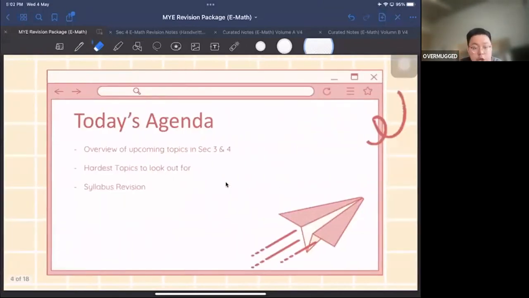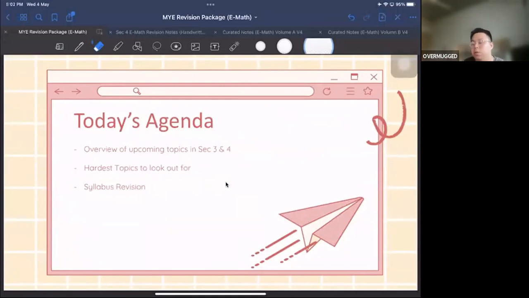Okay, today's agenda. What I will be doing is slightly different from what the other subjects are doing. Other subjects split it up into Sec 3s and Sec 4s. But for me, because I'm running a little bit behind time, I have quite a packed schedule. So I have no choice. I've combined the Sec 3s and Sec 4s together.